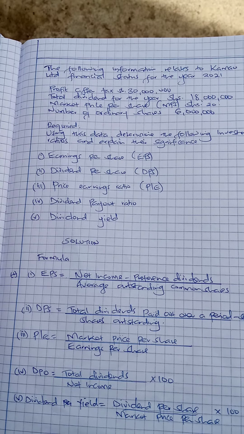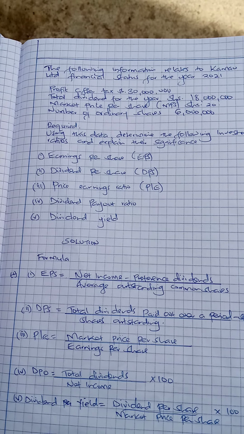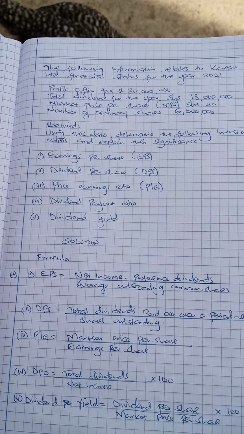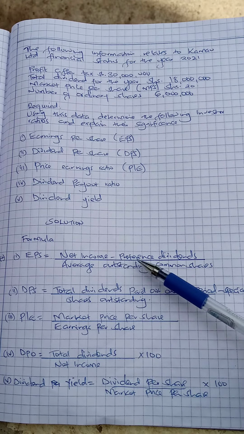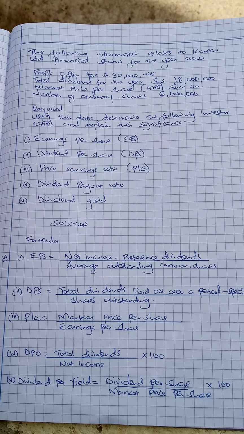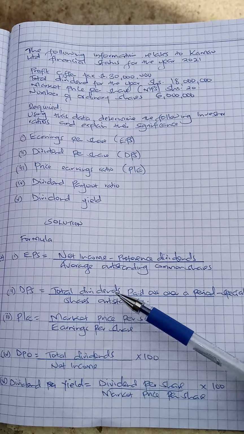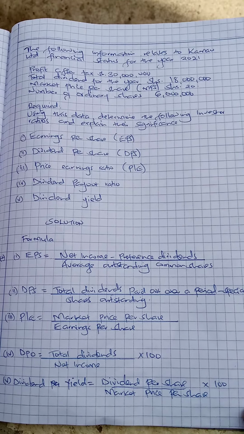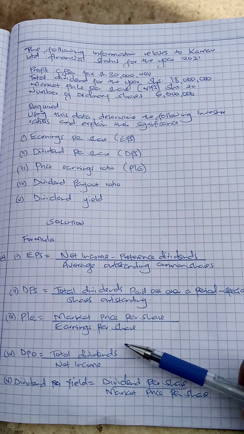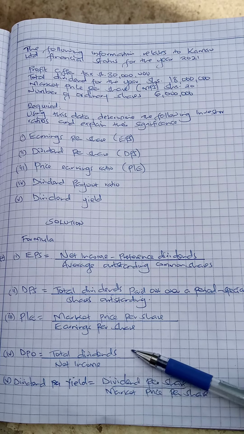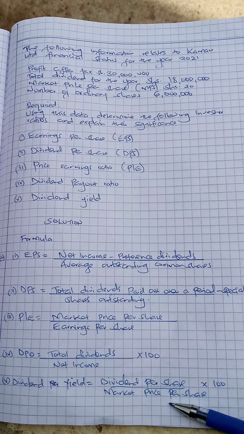So 1, we have earnings per share, EPS, 2, dividend per share, 3, price earnings ratio, 4, dividend payout ratio, 5, dividend yield. So the first thing that you need to know is the formula, and I have the formulas down below. You have earnings per share, it's the net income minus preference dividends over average outstanding common shares. We have the DPS, this is dividend per share. You get it by getting the total dividends paid out over a period minus any special dividends, then you divide by shares outstanding. 3, price earnings ratio, it's the market price per share over earnings per share. So dividend payout ratio, it's total dividends over net income times 100. Dividend yield is equal to dividend per share over market price per share times 100.